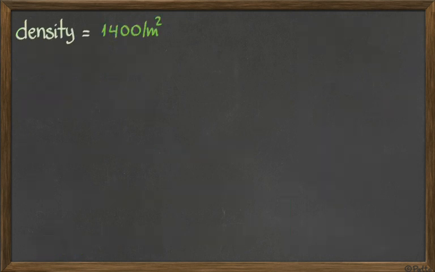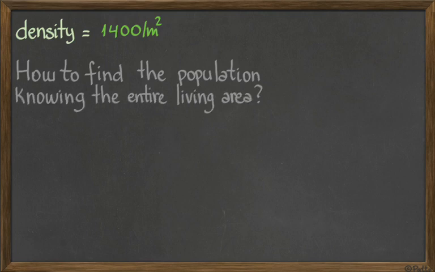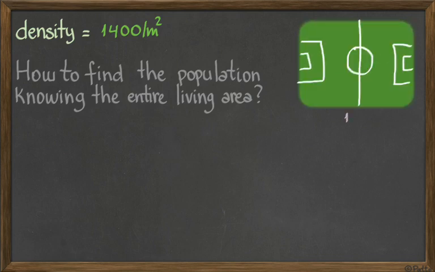Quite simple. If you know the density and you know the total area, it's just a matter of doing a ratio and proportion. So, for that example, let's say we went to a football field and we counted how many grass blades there are in 10 by 10 centimeters. So, how to find the population knowing the entire living area. Football field, 100 meters by 75 meters sides.